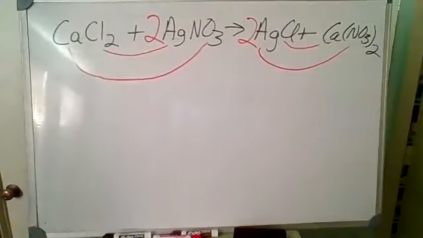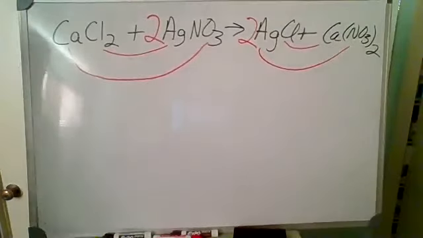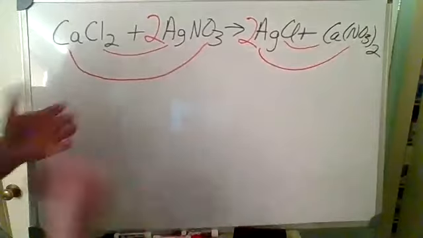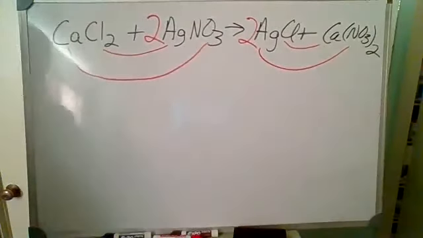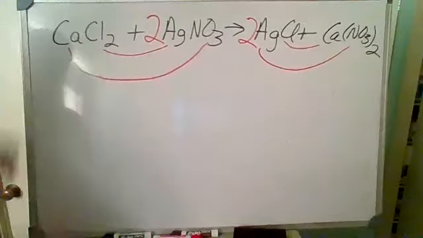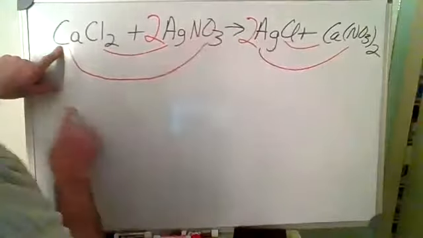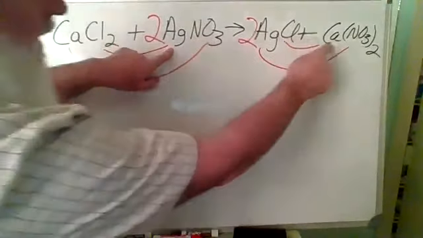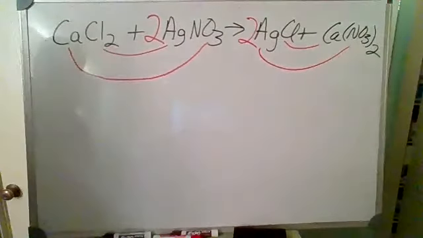Double displacement. Okay? Now, with double, notice here, both the cation and the anion have traded partners. Here, the calcium is with the chlorine. Over here, the silver is with the chlorine. Here, the silver is with the nitrate. Here, the calcium is with the nitrate. Both of them have traded partners.